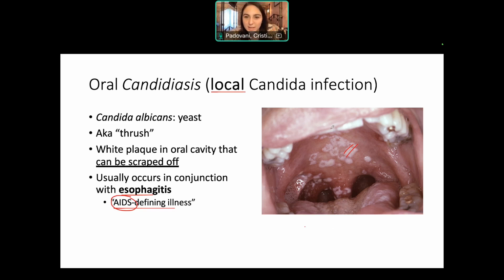But if you see this in someone and it scrapes off, there is something happening. Maybe they're taking an inhaled corticosteroid, maybe they have some sort of T cell deficiency, something like that. But once it goes into the esophagus, you're at AIDS level immunocompromised. Okay.